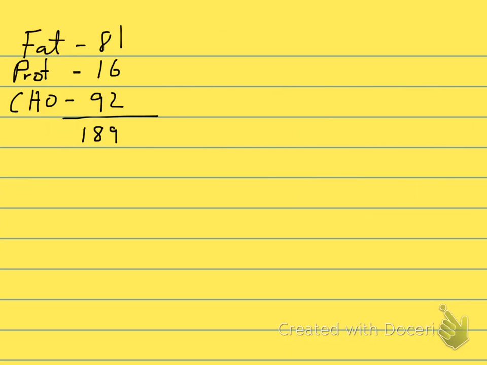So if I take the calories that each one of these nutrients is providing and divide that by the total calories in that food, I'll get a percentage of calories from that nutrient. So for the percent of calories from fat, if I take 81 and I divide that by 189 total calories, I'm going to get 43%. 0.43 is the number you get, but that's 43% of calories coming from fat.